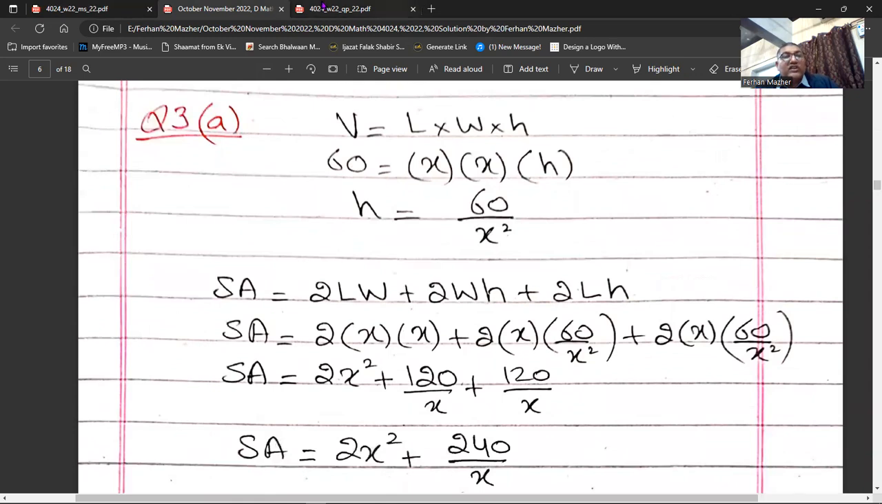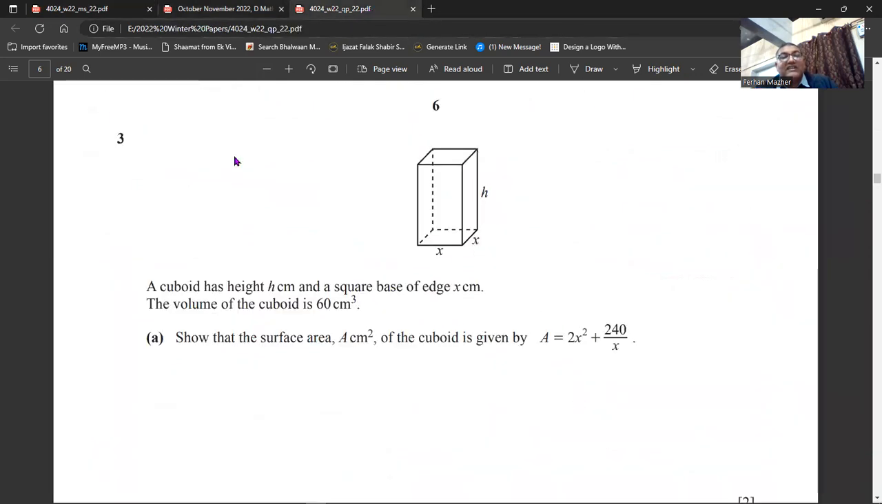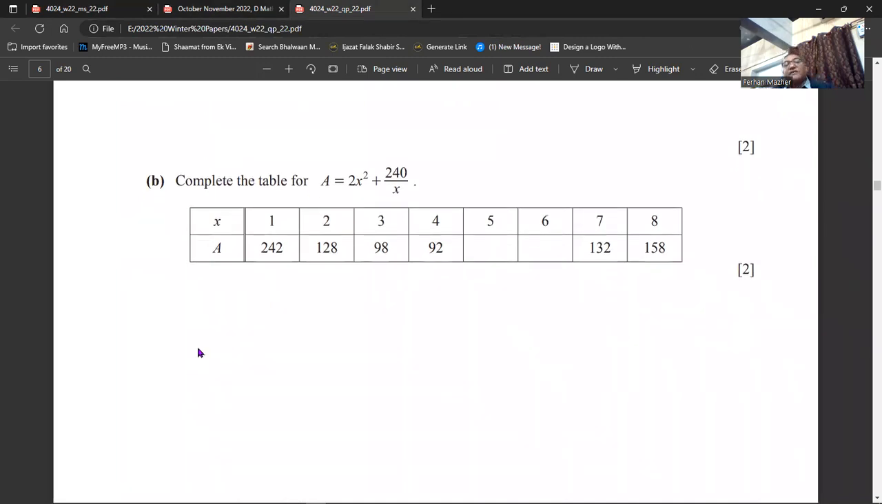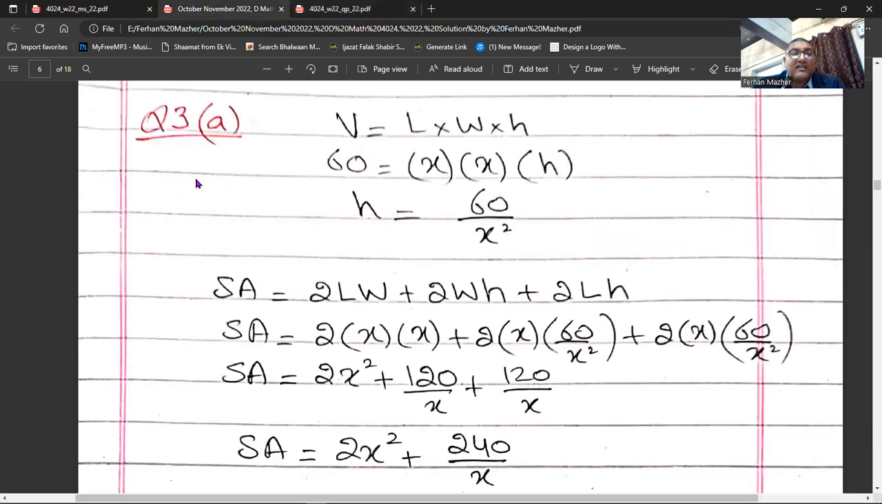So the solution is showing up. This was exactly what they have asked us to show. It was a 2 marks question. Then we have this table. He says complete the table for A equal to 2x square plus 240 by x. You see, in the place of this x, put 5, get the answer, write it here. Then in the place of x, substitute 6, whatever the answer you get, you write it here.